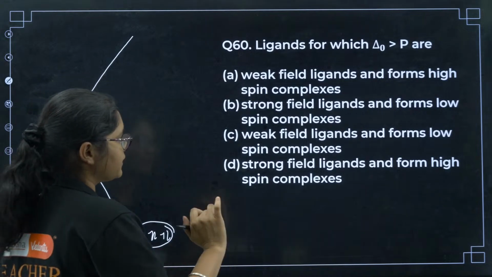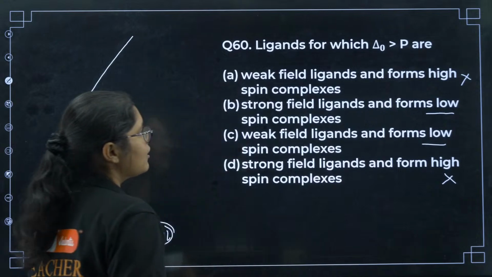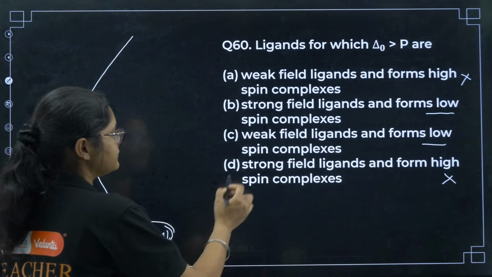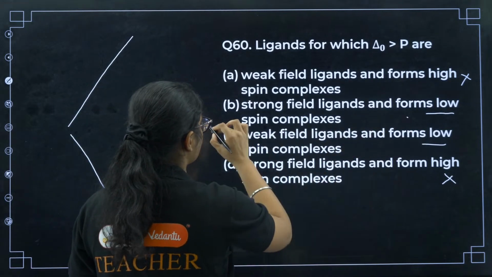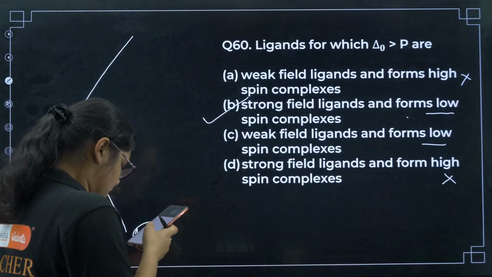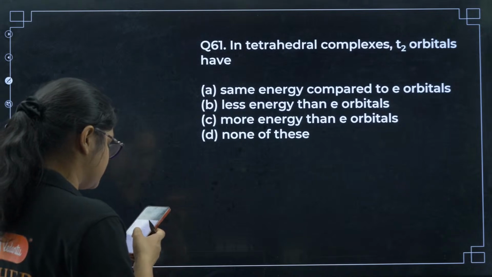So a low spin complex will be forming here, so we can eliminate these two options. Now the splitting will be high when we have strong field ligands. So they will have strong field ligands and a low spin complex. So option B is the correct answer. Yes, all of you are giving the correct answer here. Next, move to question number 61.